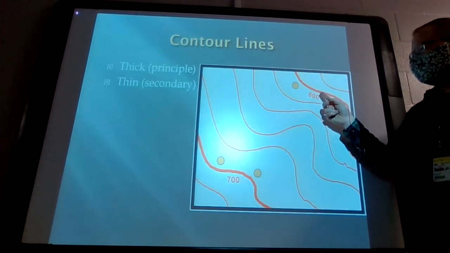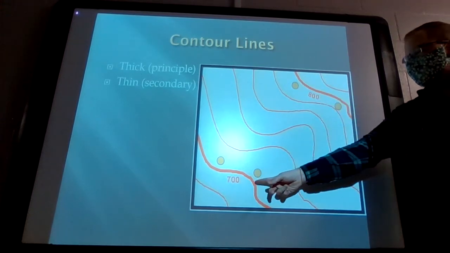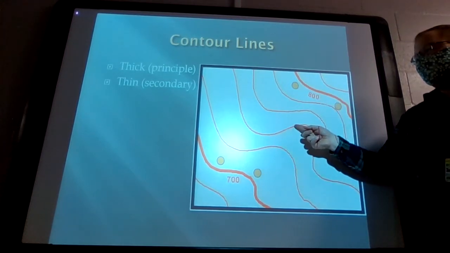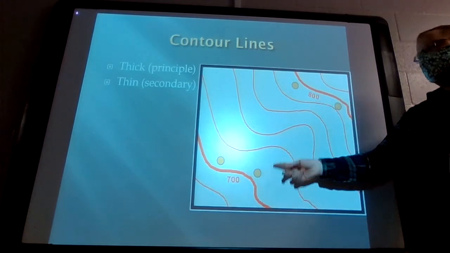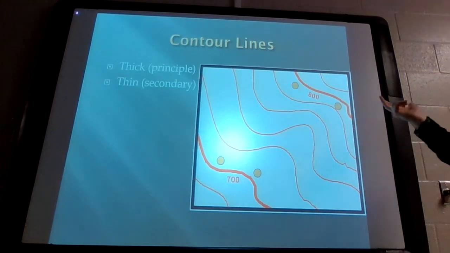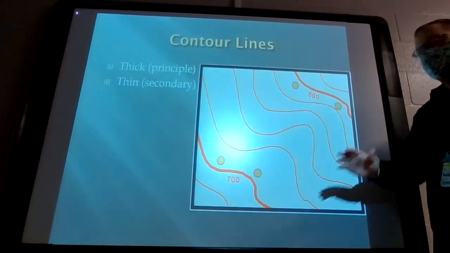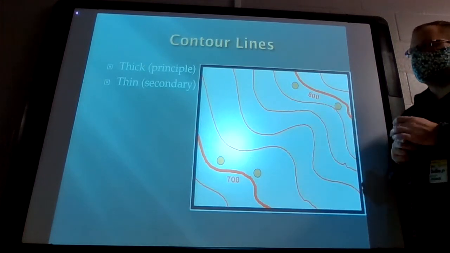So like here, I go from 800 to 700. I can just count this out and go 700, 720, 740, 760, 780, 800. And so by counting these, I can tell that they're 20 meters apart or 20 feet or whatever that happens to be. But if I went down to the bottom of the map, it would also tell me that your contour lines are 20 feet apart or 20 meters.